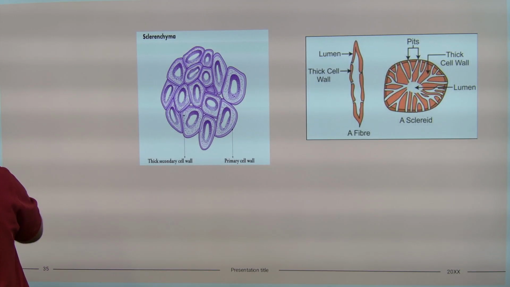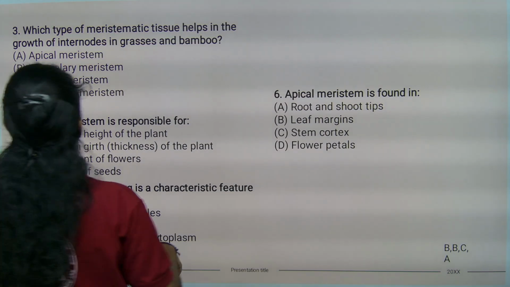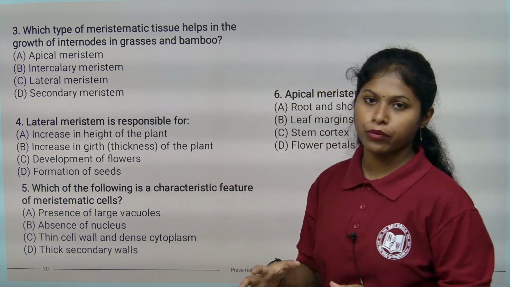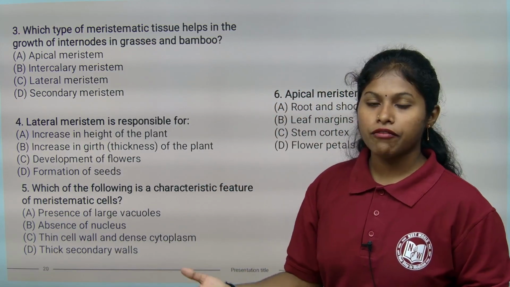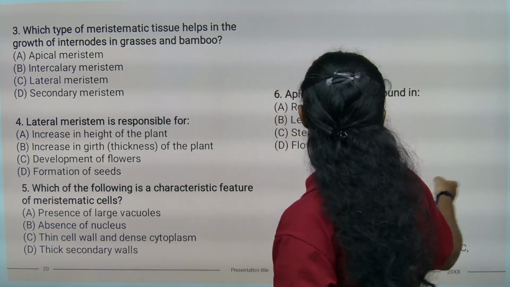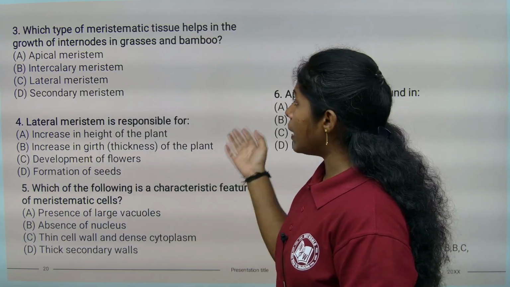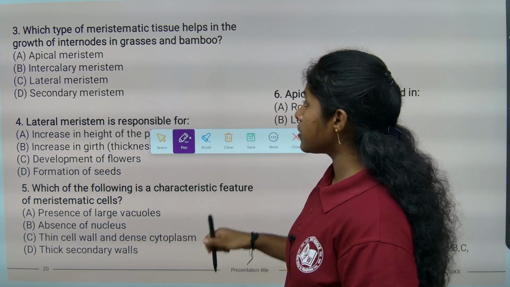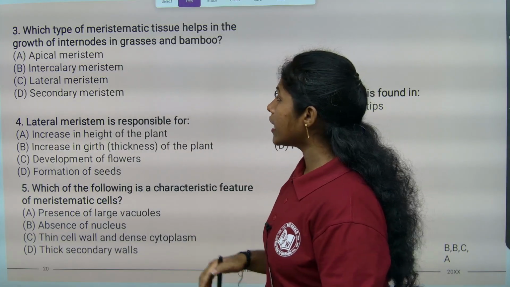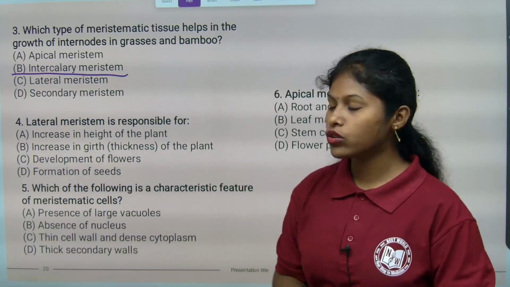So let's solve some questions here. In previous sessions we solved only 4 questions, right? So let's solve some of these questions, children. Which type of meristematic tissue helps in the growth of the internodes in grasses and bamboo? When herbivores eat and graze the grasses, the regrowth of the grass is due to apical meristem, lateral meristem, secondary meristem or intercalary meristem. The answer, we all know, is intercalary meristem. Very easy, children.